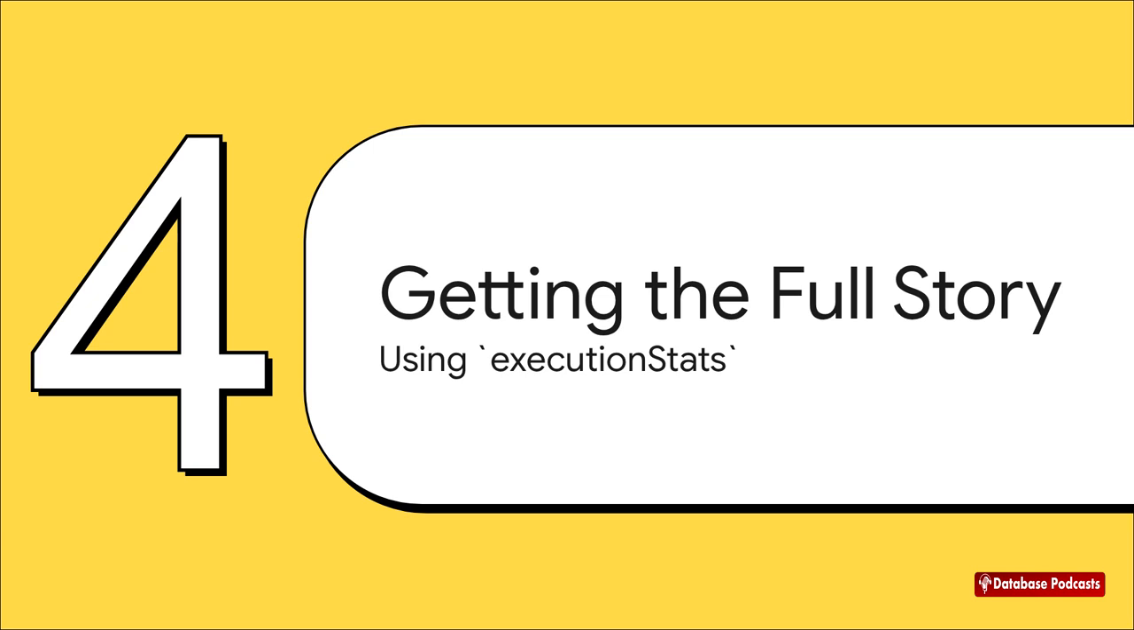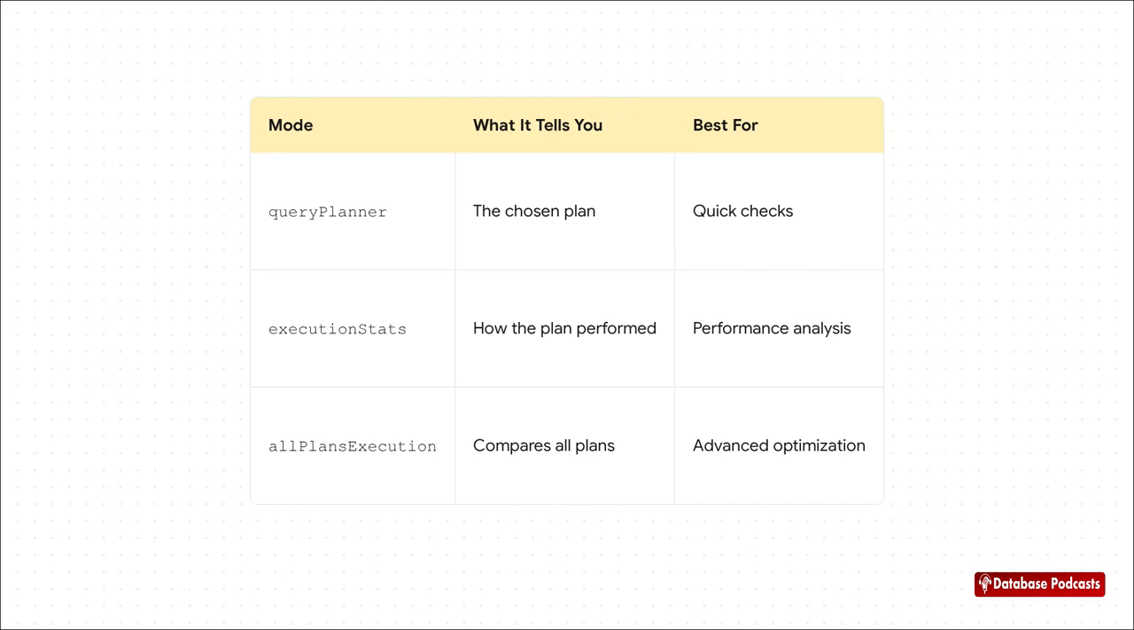We need executionStats. So, .explain actually has a few different modes you can use. You've got queryPlanner, which we just saw. That's the "what I'm planning to do" mode. Then there's an advanced one for comparing plans. But for our purposes, for hunting down and fixing slow queries, the one you'll use 99% of the time is executionStats. This isn't the plan, this is the after-action report.